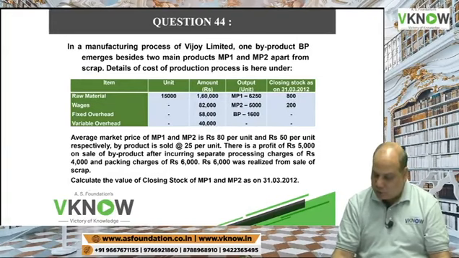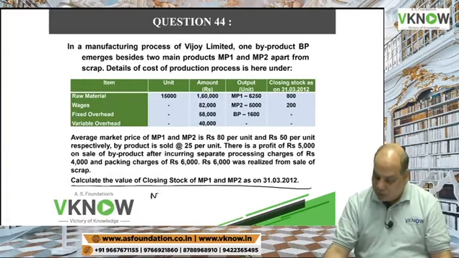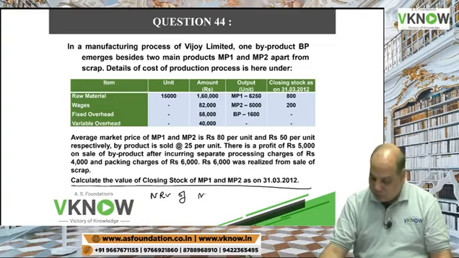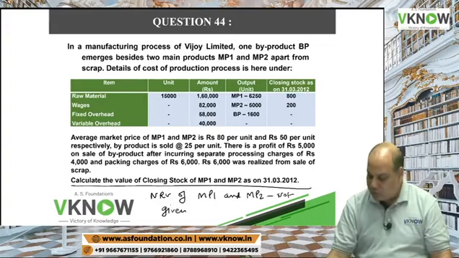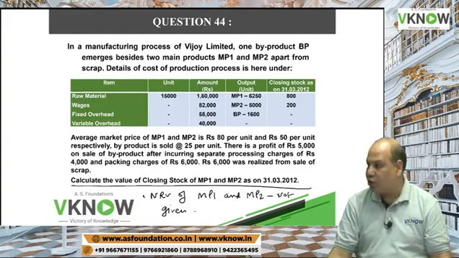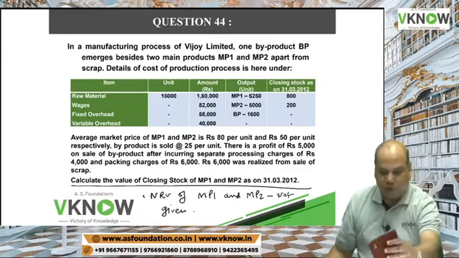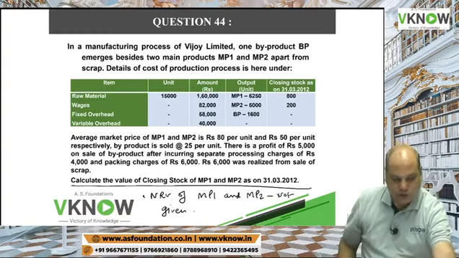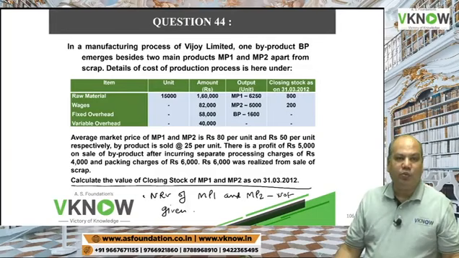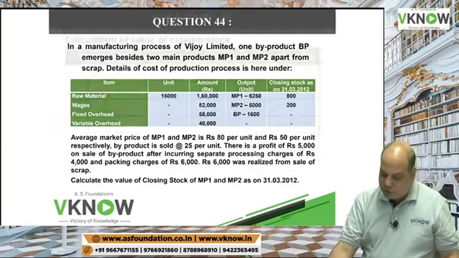This question has a small problem. NRV of MP1 and MP2 is not given. If NRV is not given, then I will value inventory at cost only. If NRV was also given, then I will apply the formula cost or NRV, whichever is lower. But because NRV is not given, we will value at cost only. Is it right? If NRV is not given, we will value at cost only.